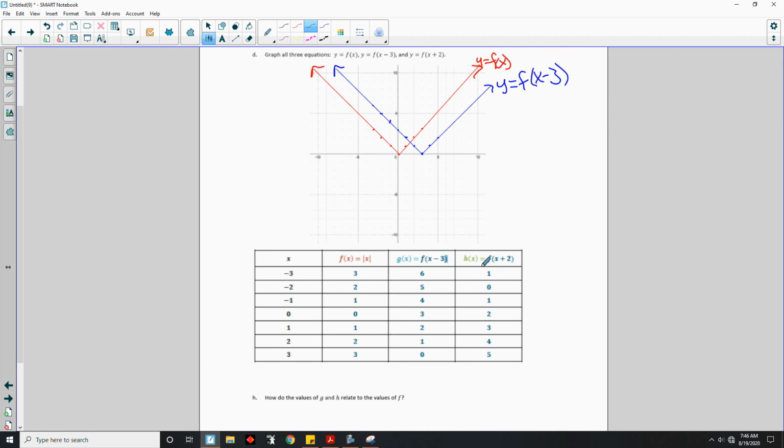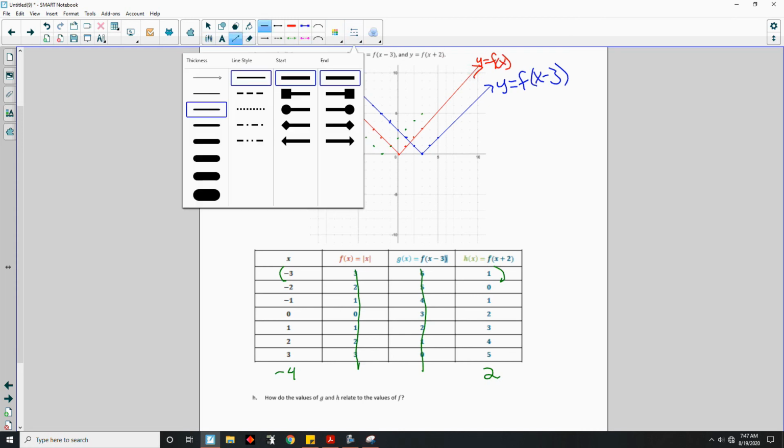Okay, so now we're going to do h of x. So ignore these and ignore these, and this is our x and this is our y, and we're going to do h of x equals f of x plus 2, and our first point is (-3, 1). So (-3, 1) is here, (-2, 0) is here, (-1, 1) is here, (0, 2) is right here, (1, 3), (2, 4), and (3, 5). So this one gave us 1 point on the other side of the vertex. So if we wanted to go a little further and say, well, what's going on at negative 4? Well, negative 4 plus 2 is negative 2, and the absolute value of negative 2 is 2, so (-4, 2). So you do see this is continuing that way.